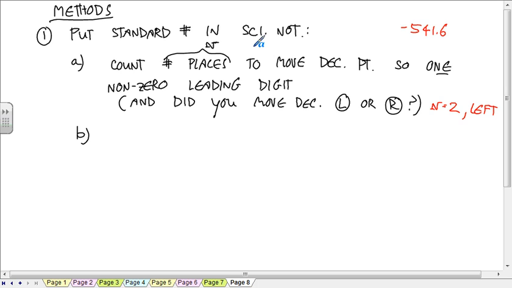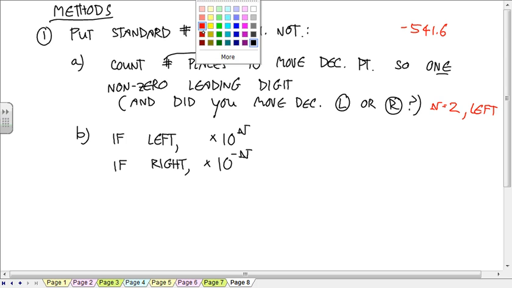And so now, the second step is, if you move to the left, then you're going to multiply by 10 to the n. If you move the decimal point to the right, you're going to multiply by 10 to the negative n. Okay? And that's all there is to it.